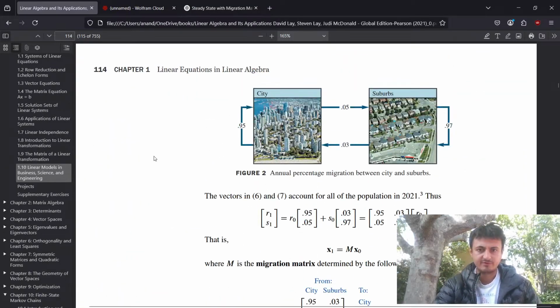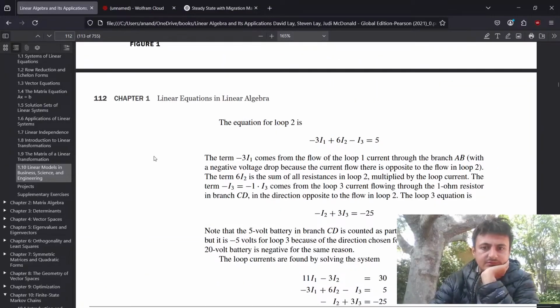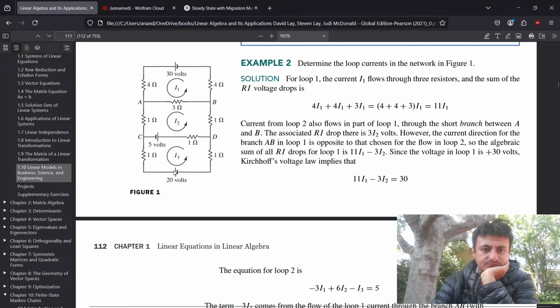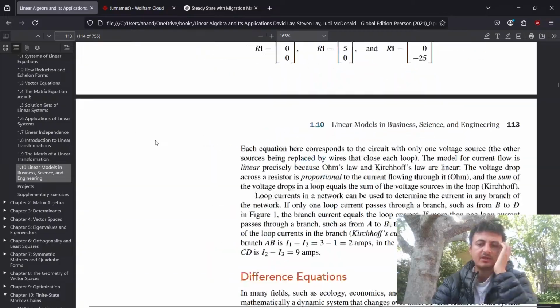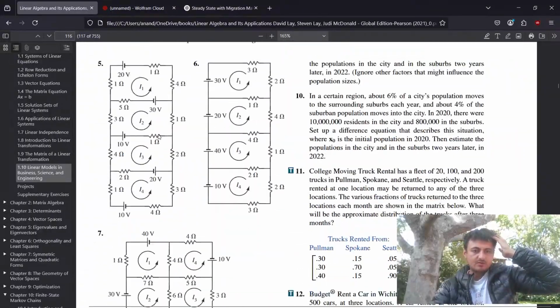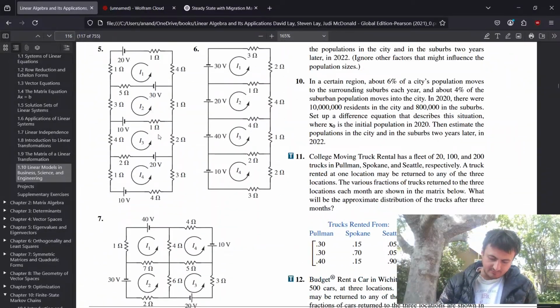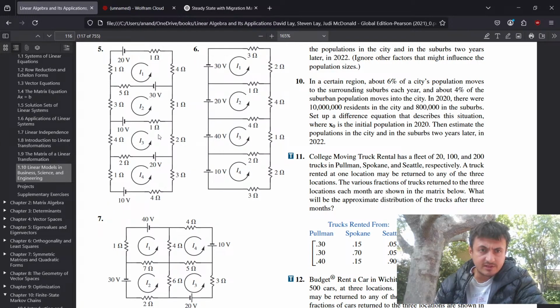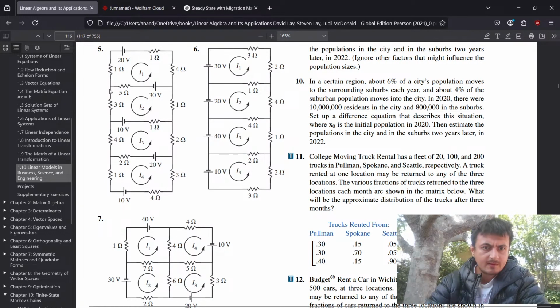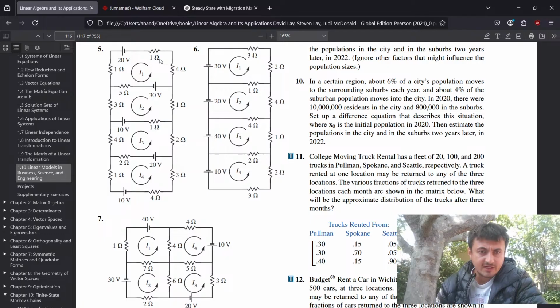Let me check for this one. Yeah, so they added. Do you see that? They added. The positive was connected to the negative and they added them. So we're going to get 50 volts is equal to 11I1 minus 5I2.